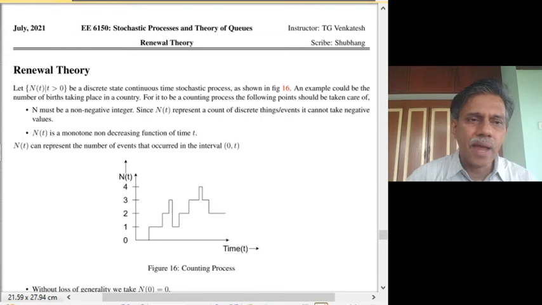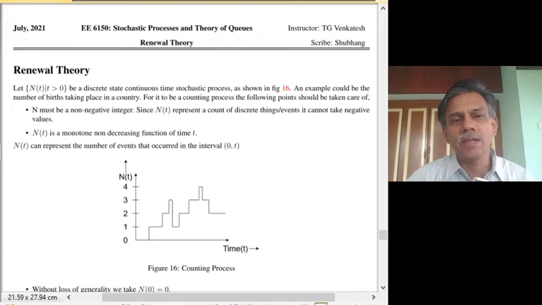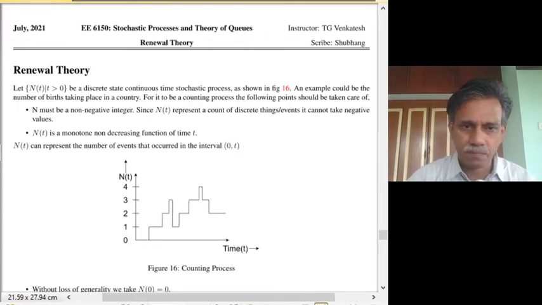Further, as time progresses, if you look at the way N(t) changes, N(t) represents a monotone non-decreasing function of time. Okay, so that is for a counting process. If N(t) represents a discrete state continuous time process, then it might look something like what is shown in the figure.